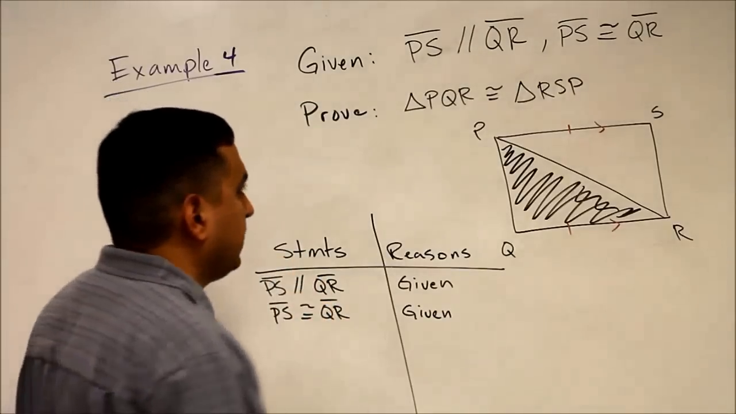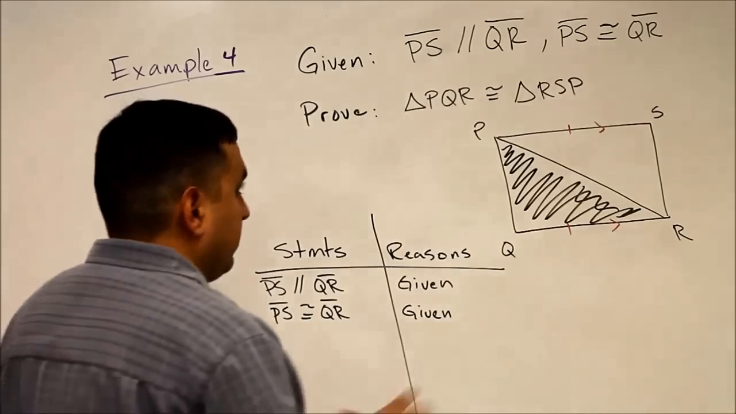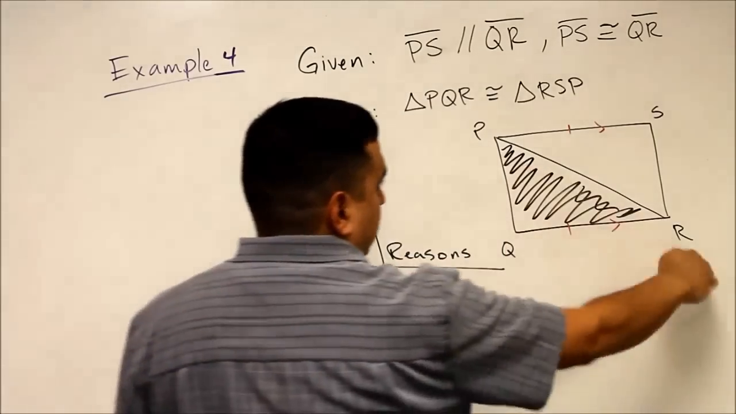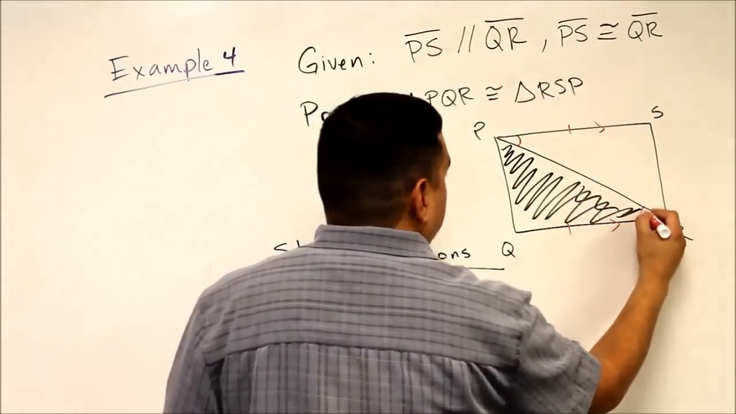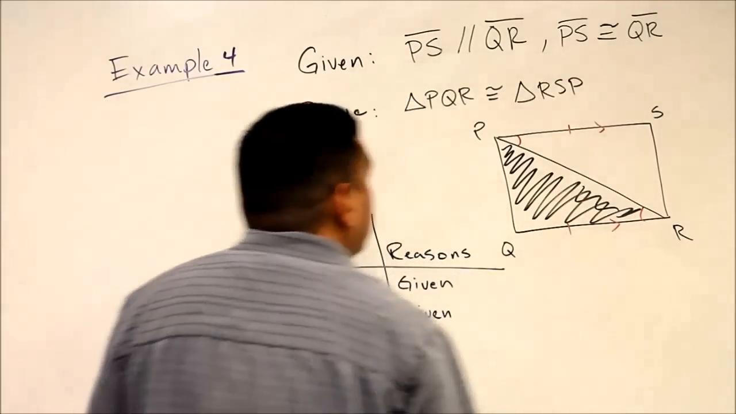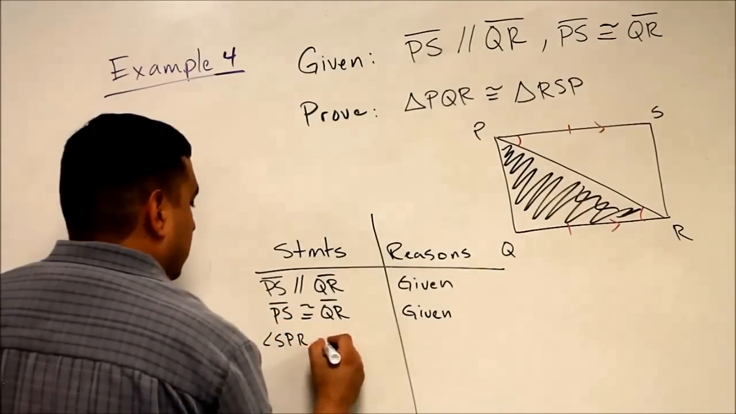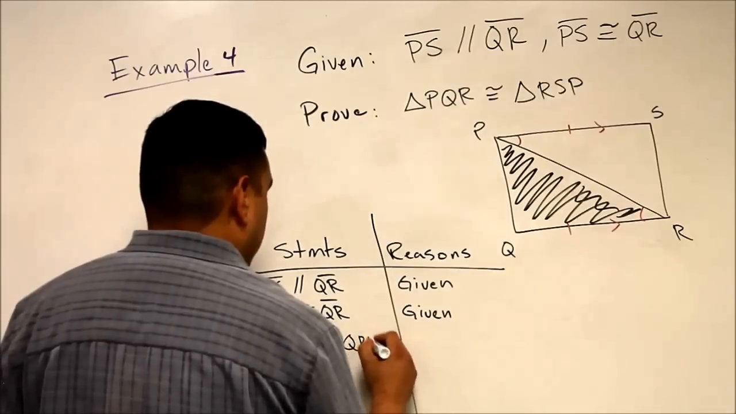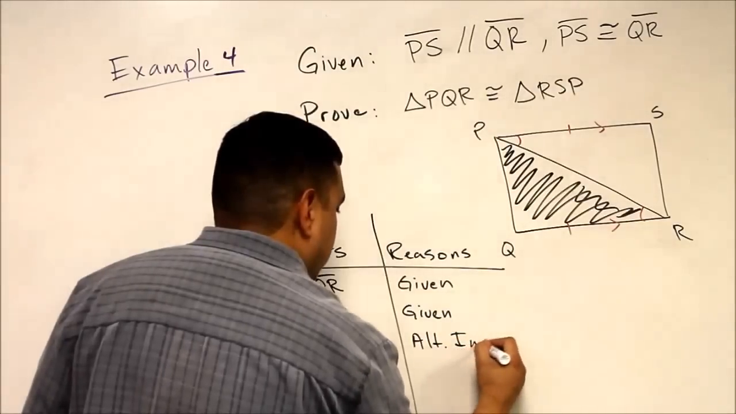I have one pair of sides. I'm going to have to use the theorem about parallel lines. If I have parallel lines intersected by a transversal, I'm going to have a pair of alternate interior angles that are congruent. So that's what we're going to write. I know that angle SPR is congruent to angle QRP, and that is the alternate interior angles theorem.